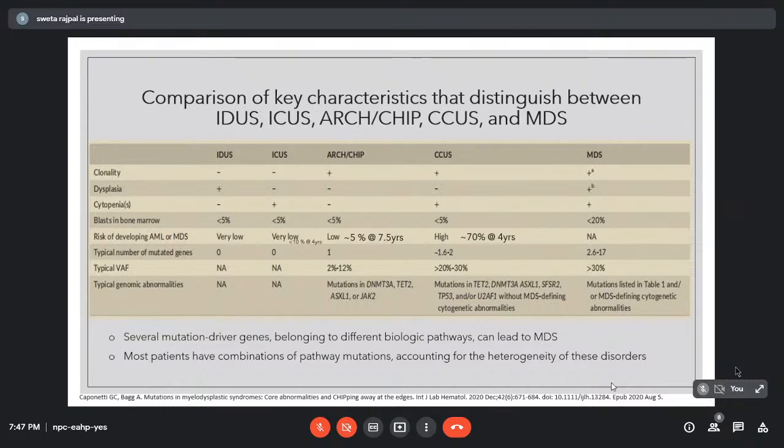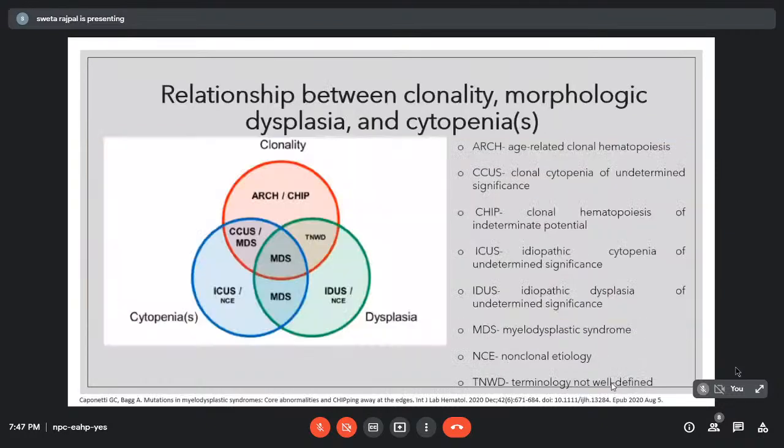There are several mutation-driver genes belonging to different biological pathways that ultimately lead to MDS. So there will be a combination of these pathway mutations, accounting for the heterogeneity of these disorders. Here is another cartoon to show the relationship between clonality, dysplasia, and cytopenia. We can see that there is interplay as well as overlapping of these conditions, and if they have all these three, that will present as an MDS.